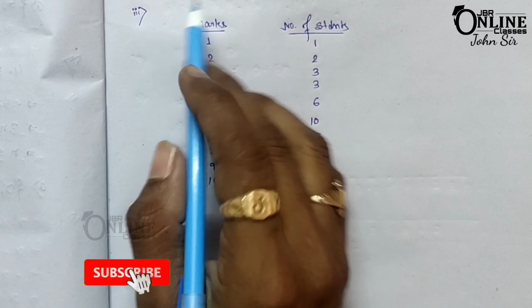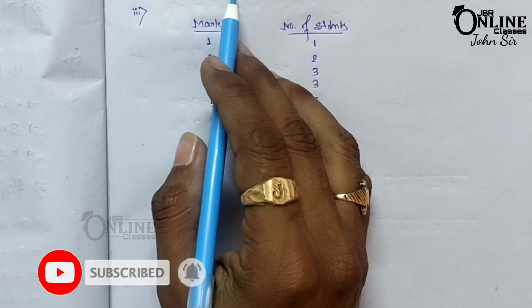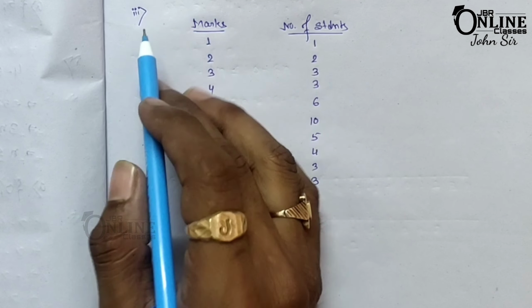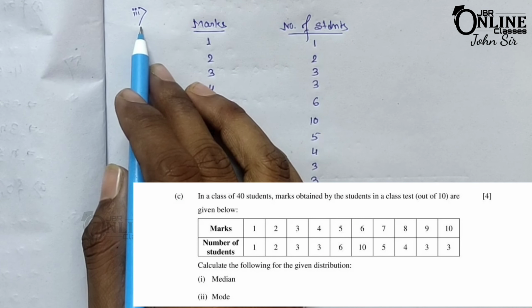Now sum number 2 is from shares and dividend, and in ICSE 2021 it was not in your syllabus, so that's why I am going to solve sum number 3.